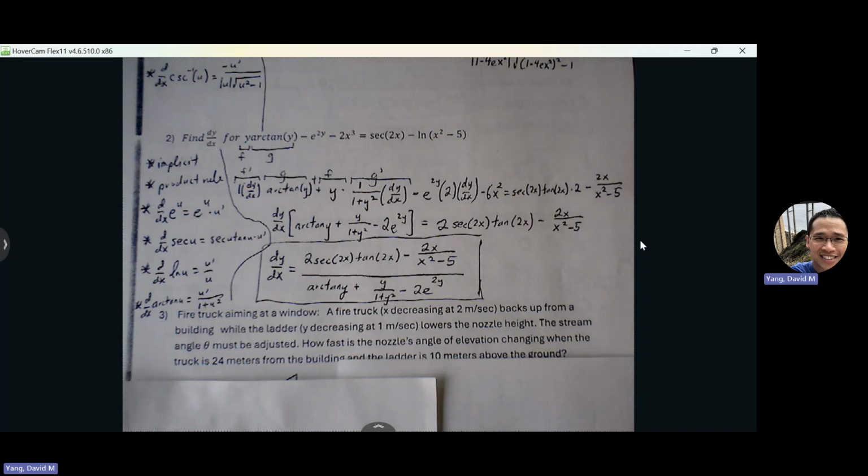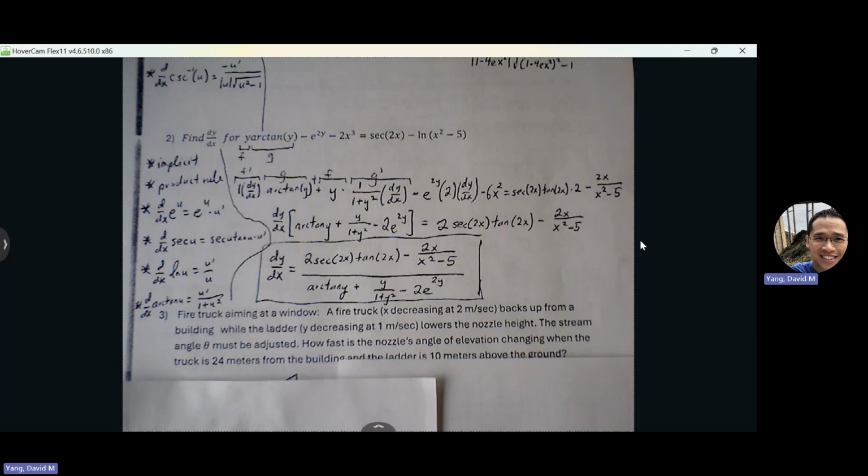So those are 2 separate functions. We have to go through product rule. So f prime g plus f g prime. And then we're also remembering our derivative rules that we need to access. Our tangent is u prime over 1 plus u squared. E to the u is e to the u times u prime. Secant is secant tangent. Natural log is u prime over u.